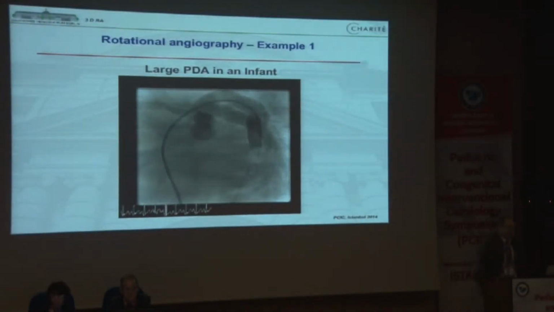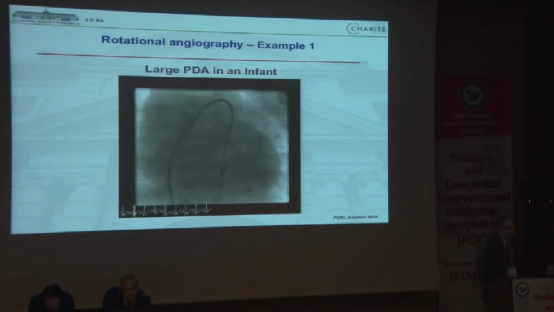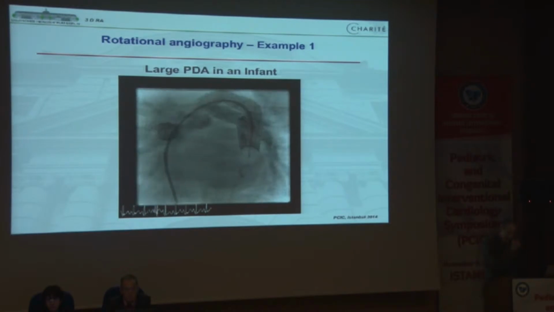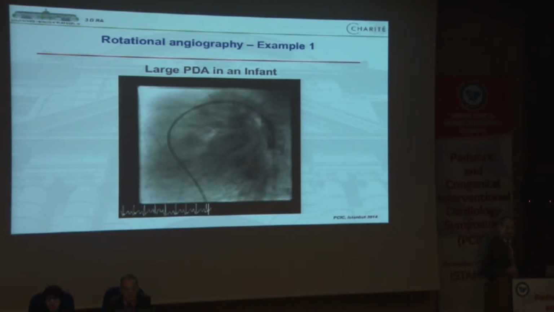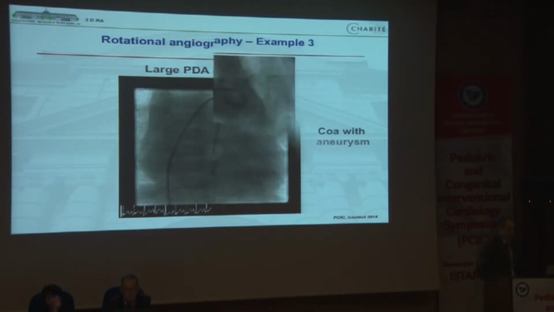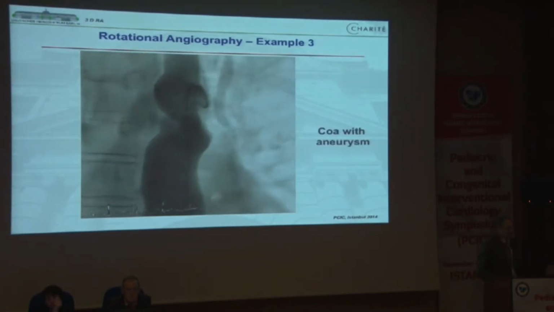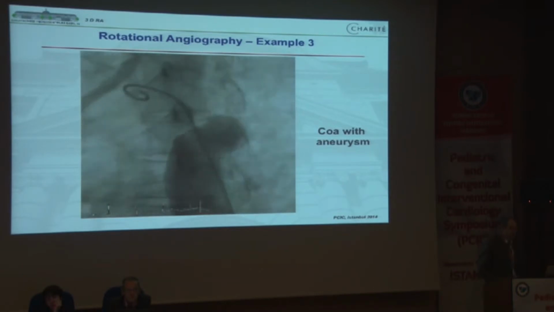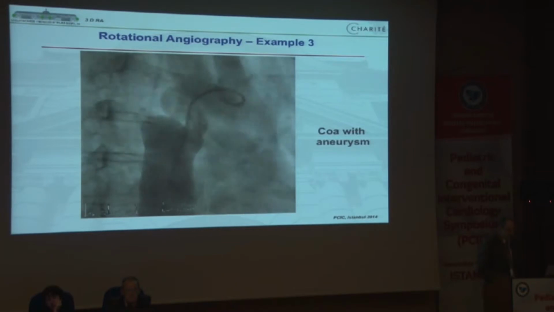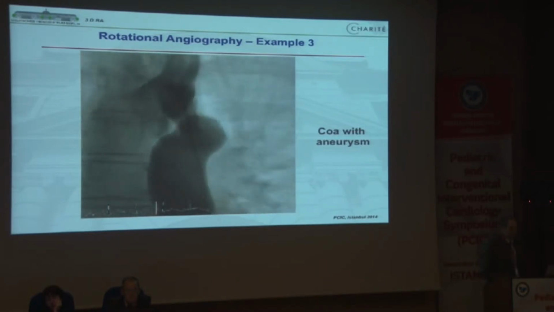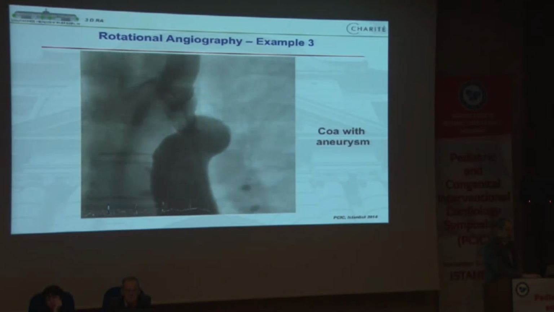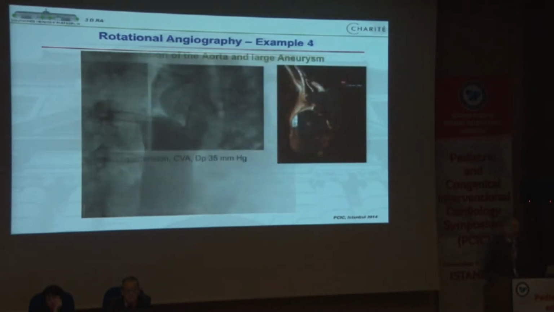Here are some examples. This is a very large PDA in an infant for interventional closure, and sometimes it's very hard to have the best projection for measurement of this PDA. Rotational angiography is very helpful there. And this is a coarctation in an adult with an aneurysm formation. Also to start and plan your procedure, sometimes it's very helpful to have the best orientation, the best angle for guiding your intervention.